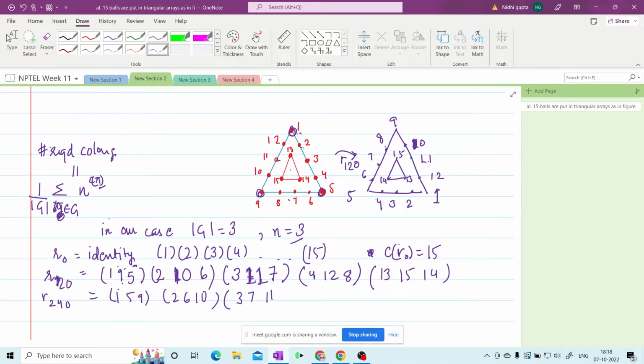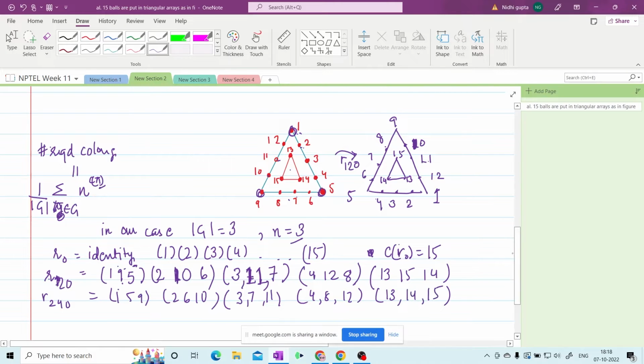7, 11, 4, 8, 12, 13, 14. So here the number of cycles are, we see 1, 2, 3, 4, 5. So C of R120 is 5 and C of R240 is also 5.